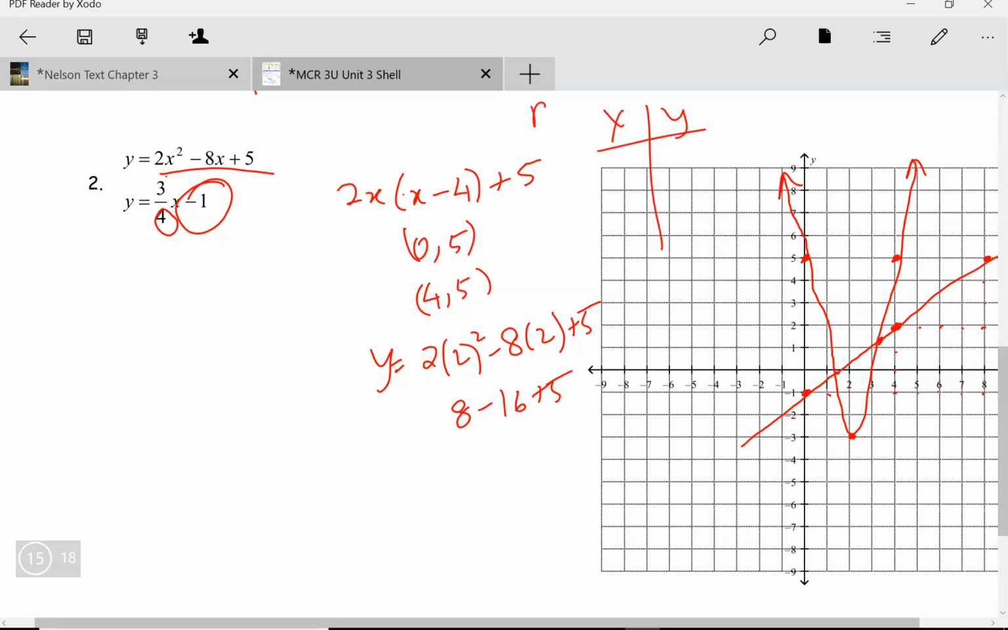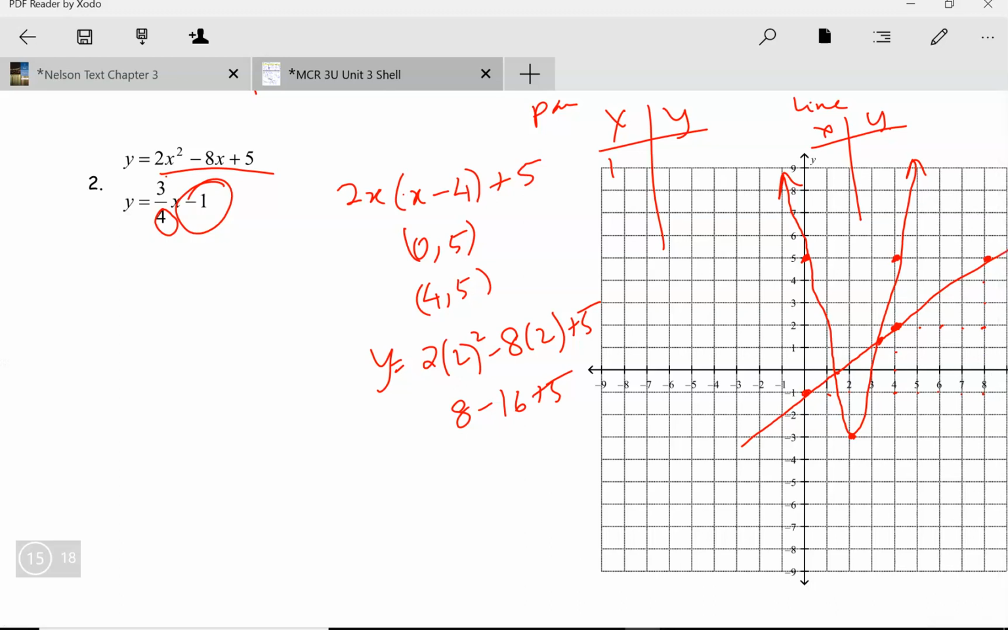So for my parabola, and this is for my line. So x equals 1 means for my parabola I have 2 minus 8 plus 5. So 2 minus 8 is negative 5. Is it? Yeah, these aren't going to be pretty solutions.